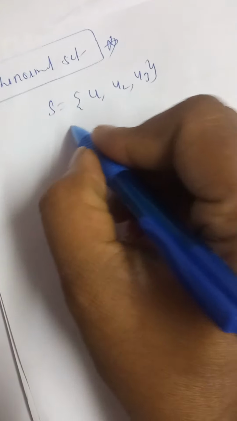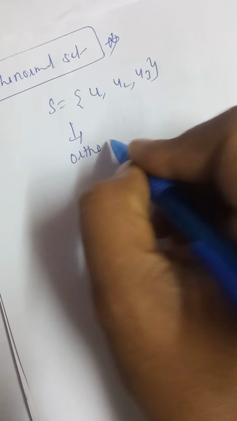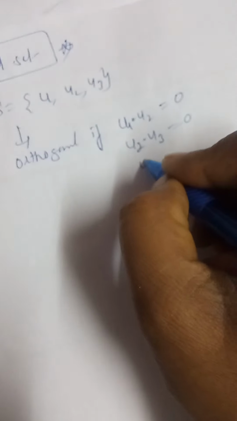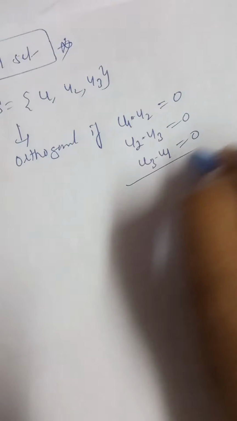Suppose S is equal to u1, u2, u3. There are three vectors. This set is said to be orthogonal if each pair of vectors, that means u1 dot u2 is equal to 0, u2 dot u3 is equal to 0, u3 dot u1 is equal to 0. If the dot product is equal to 0, then these two are said to be orthogonal vectors. If each pair of vectors are orthogonal, then the set is said to be an orthogonal set, right?